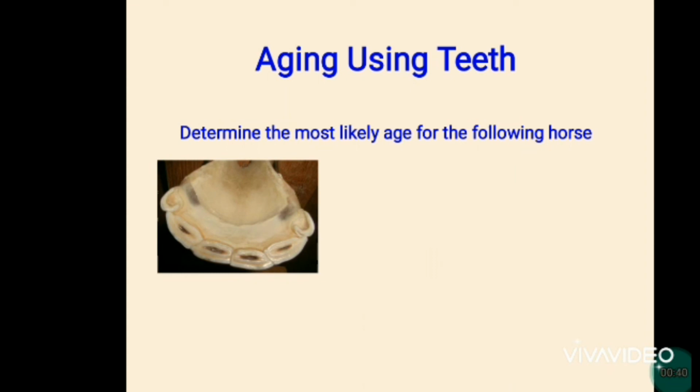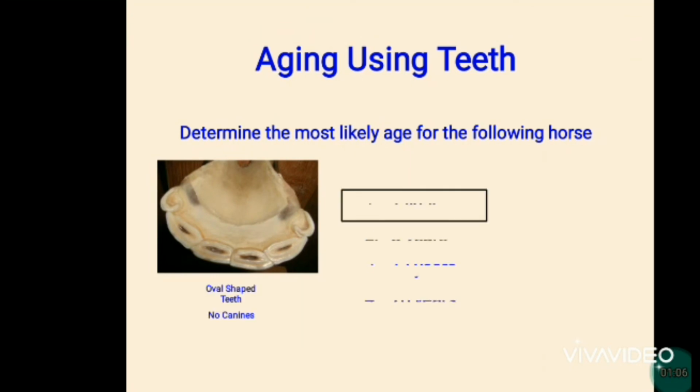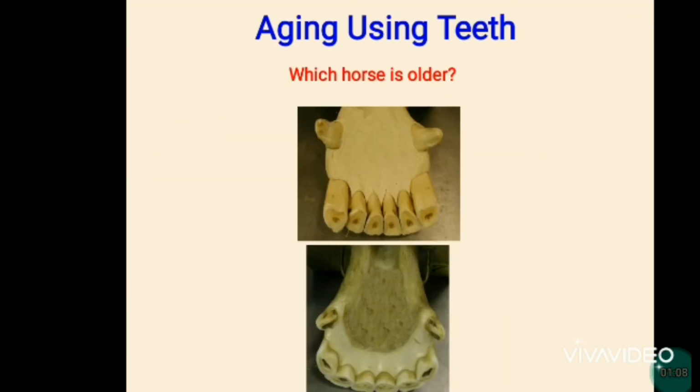Determine the most likely age of the following horse. All these are temporary teeth, and as you can see, the cusp or infundibulum is present here, the shape of the teeth is oval, and the central, intermediate and corner are present. So the age will be about 10 months to 1 year. The answer will be 1 year.